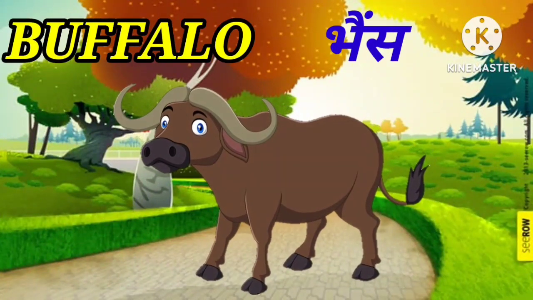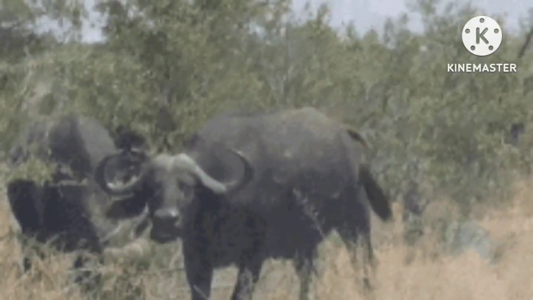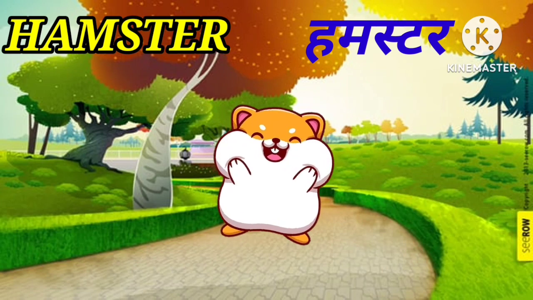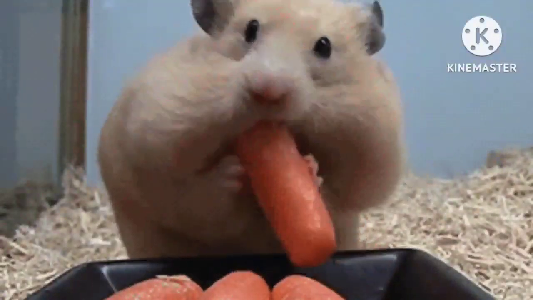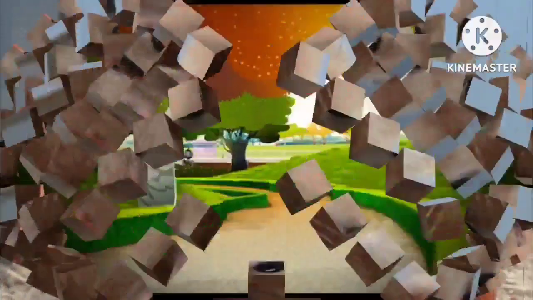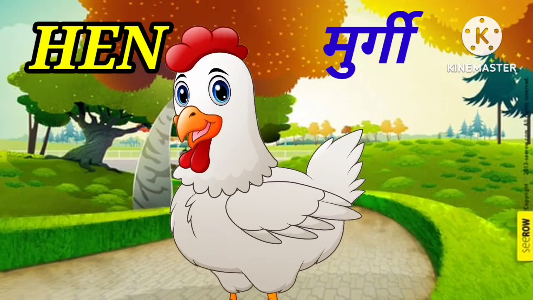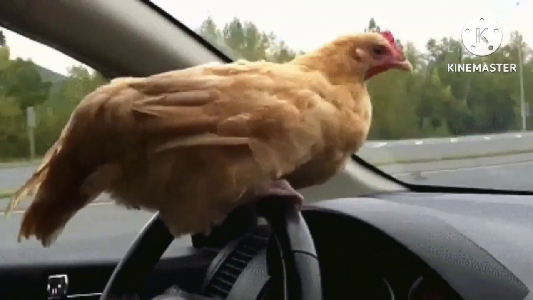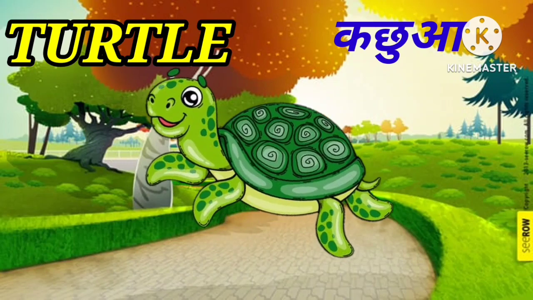This is buffalo. In Hindi, This is hamster. In Hindi, hamster. This is hen. In Hindi, murgi. This is turtle. In Hindi, kachua.